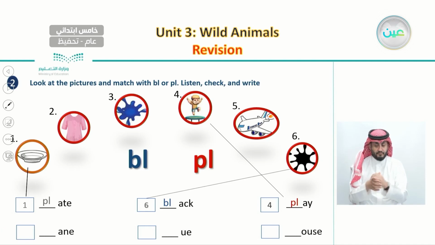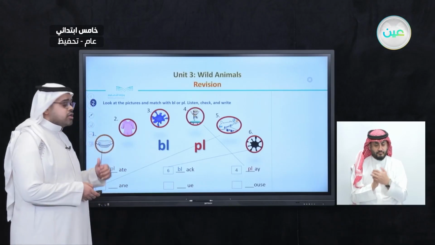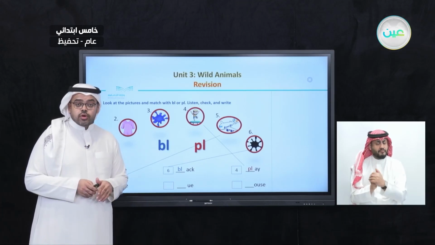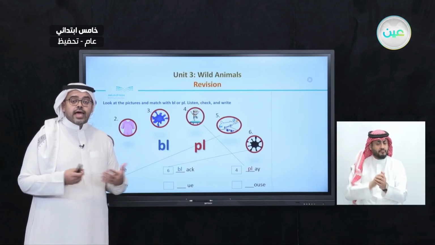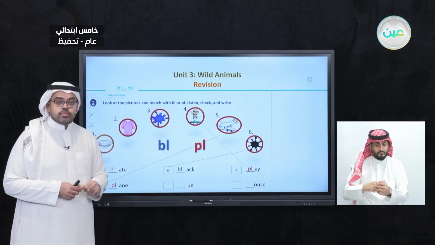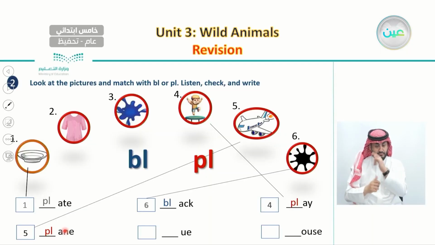So now we have 3 pictures remaining. What do you think? Which one of these pictures has the letters A, N, and E? We said last time that this word matches picture number 5, and it starts with PL, as in plane, plane. So say it with me. Plane, plane. Very good.